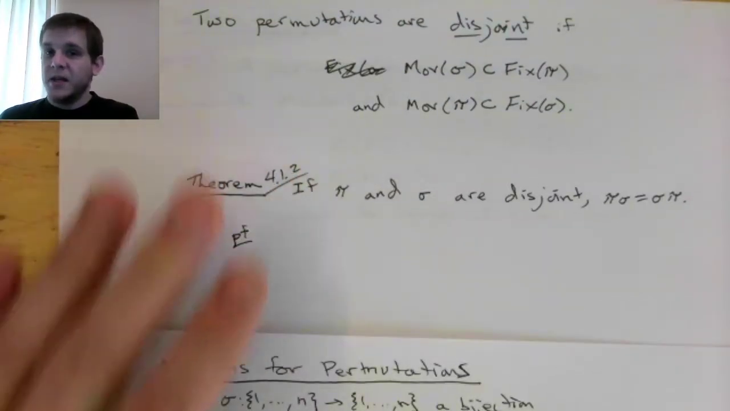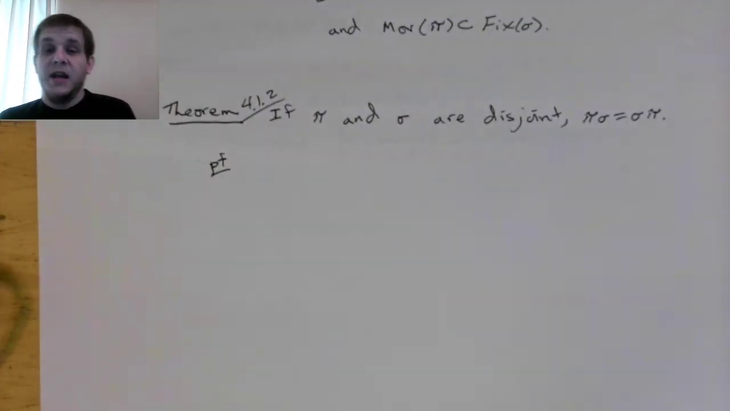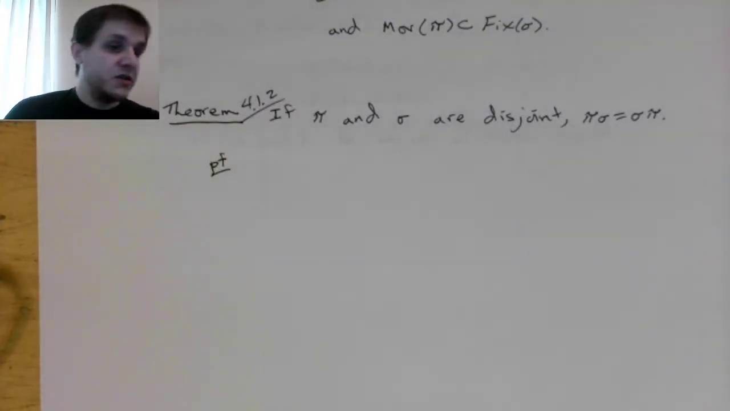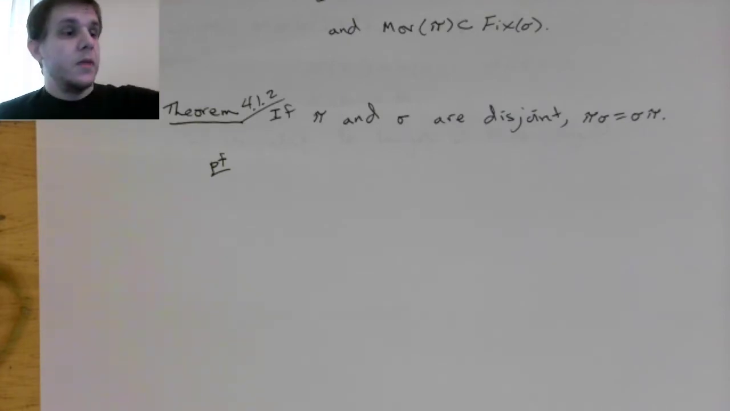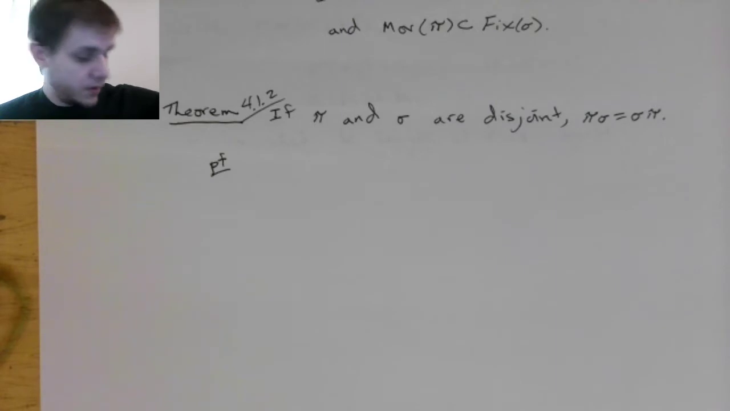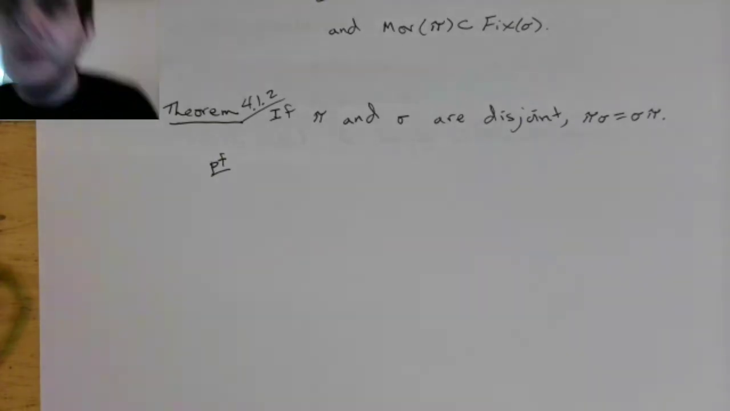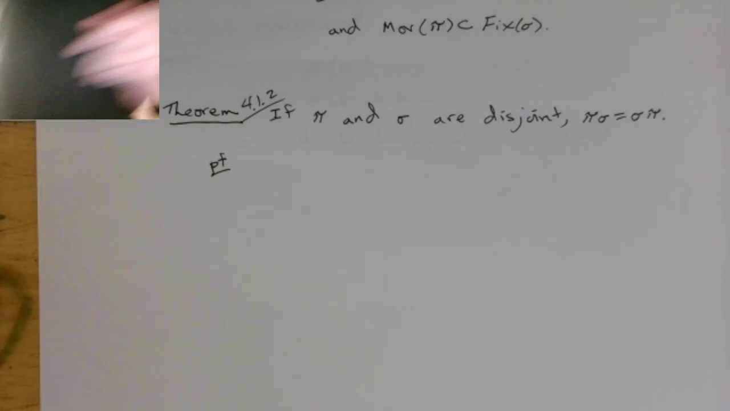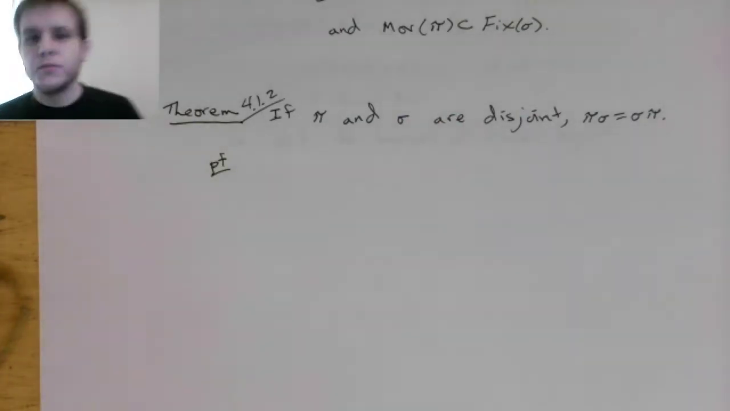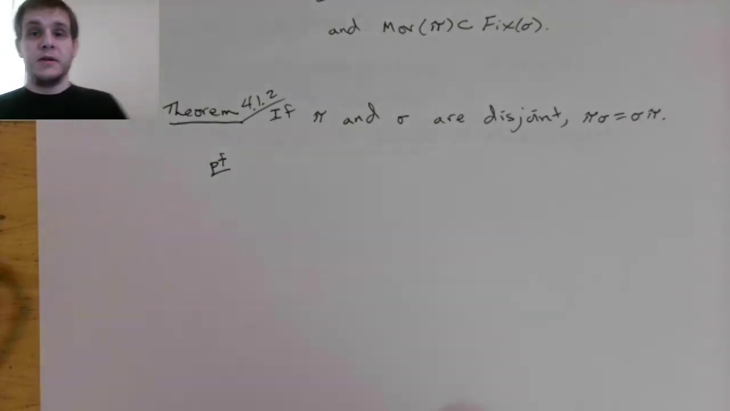One of the main theorems that we can prove, well, it's not a main theorem, but it's a theorem we can prove, is that disjoint permutations commute. It's not true that these are the only permutations that commute. You can have two permutations that are not disjoint that still commute, but once they are disjoint, then they have to commute. So let's try to write a proof of this statement.